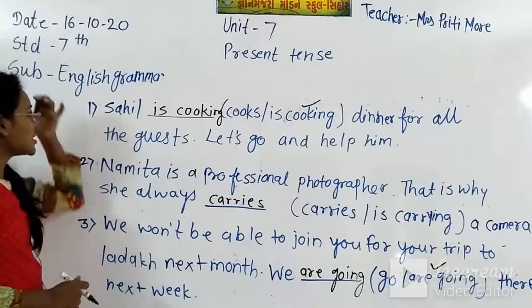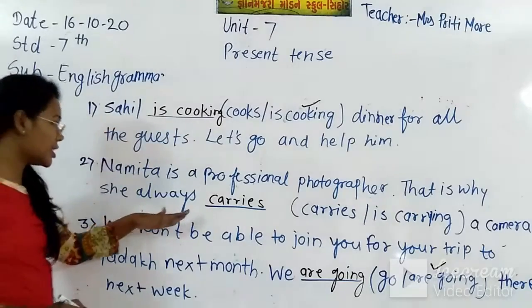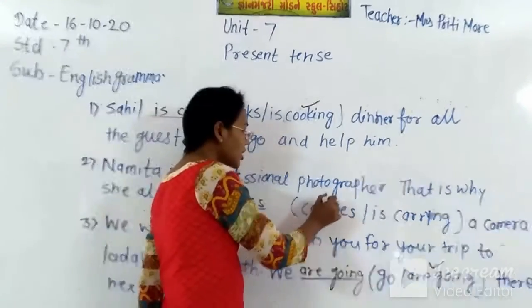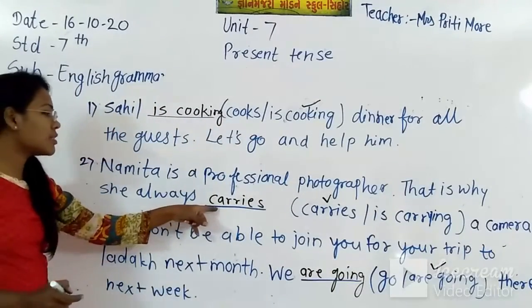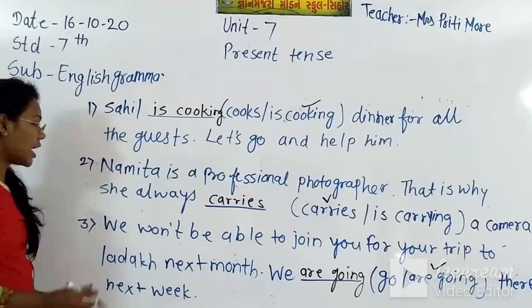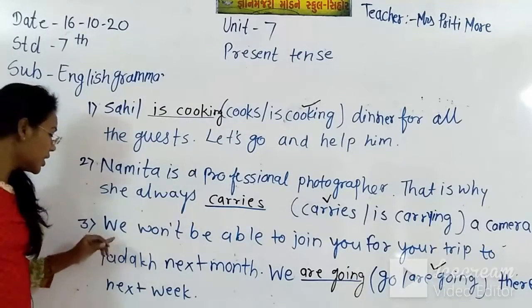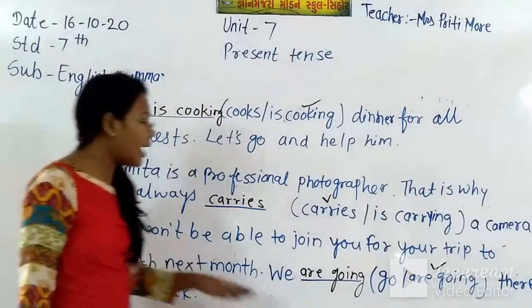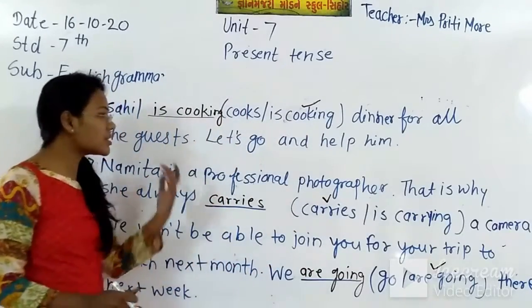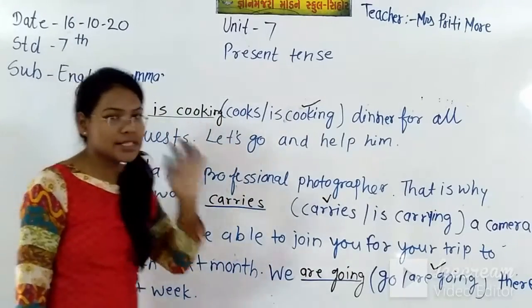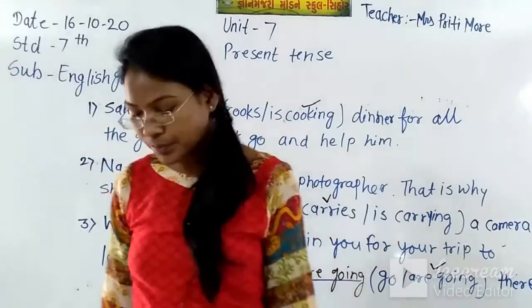So in the first sentence, is cooking. In the second sentence, the general truth is said there, so the verb's first form with es added, carries. In the third one, are going, to say the near future. So you just note down this, all the answers, in your notebook.